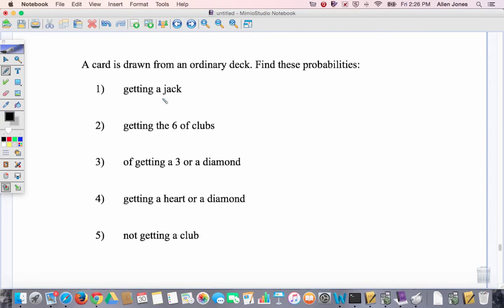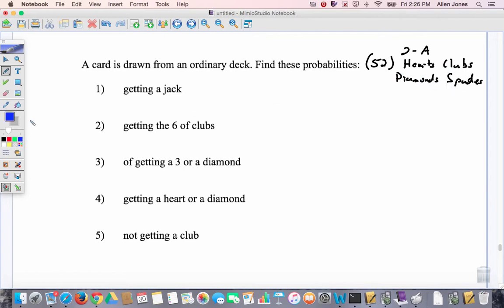A couple more here with a deck of cards. I'm going to assume or hope that we all know there are 52 cards in a deck of cards. They're numbered 2 through ace: 2, 3, 4, 5, 6, 7, 8, 9, 10, jack, queen, king, ace, and there's 4 suits. There's hearts, there's clubs, there's diamonds, and there's spades. So those of us that might not be familiar with a deck of cards, they're set up that way.